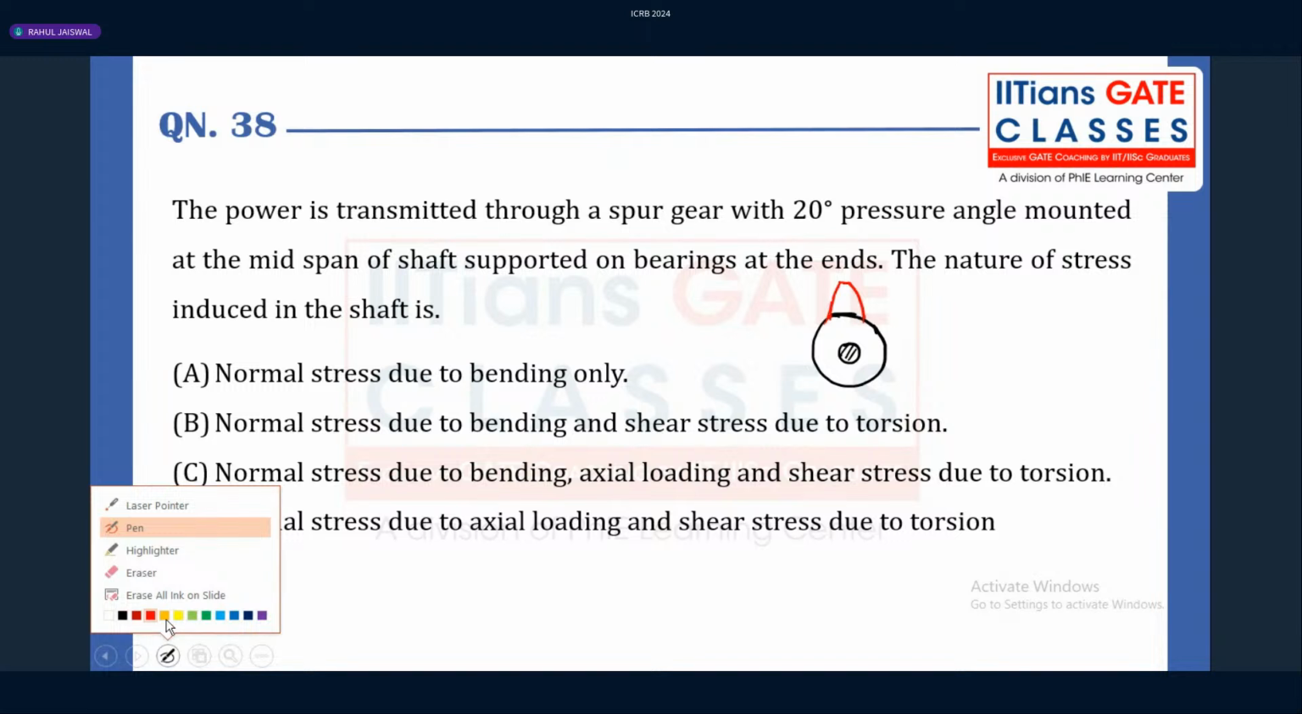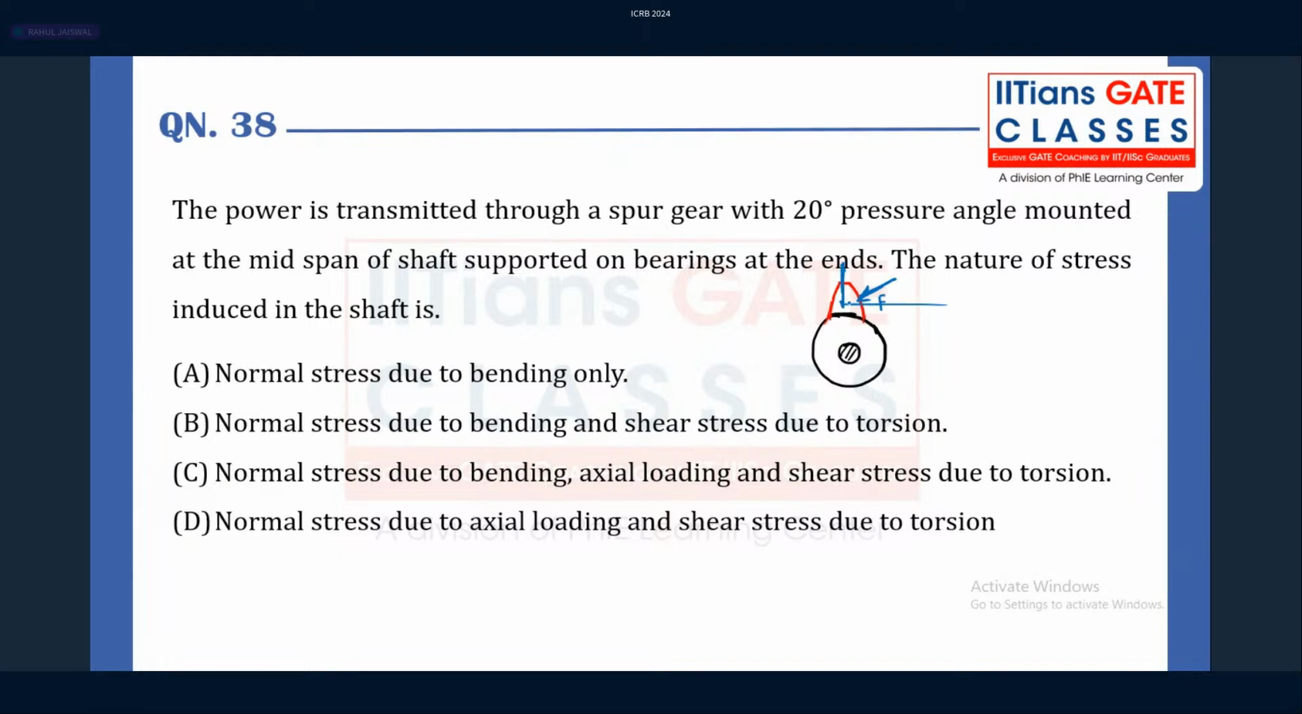Now, this power transmission which is happening here, what is it subjected to? The tooth of the gear is subjected to a force like this. If you see both components of this force, one component will produce the tangential force, and the other component will produce the radial force.